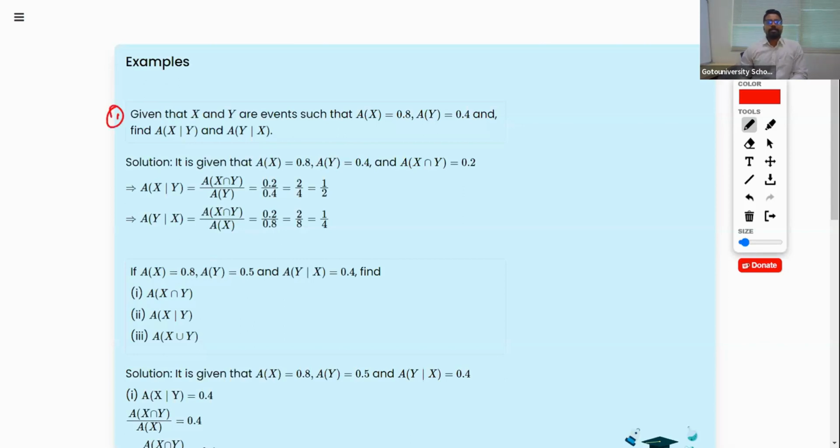So given that X and Y are events such that it is not A, this is P. Okay, let's keep it as P. P of X, P of Y, probability, right? P of X by Y and P of Y by X. So what is it? Let's come to this later. Let's directly go to the solved examples now.